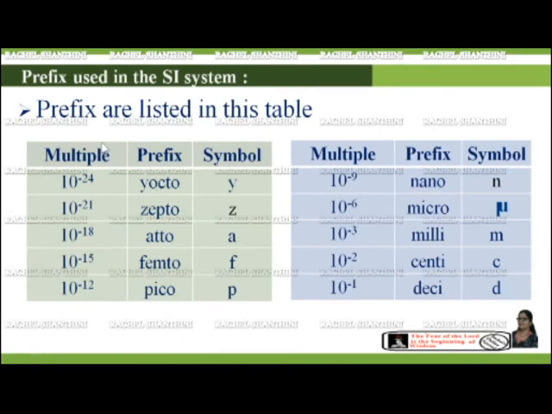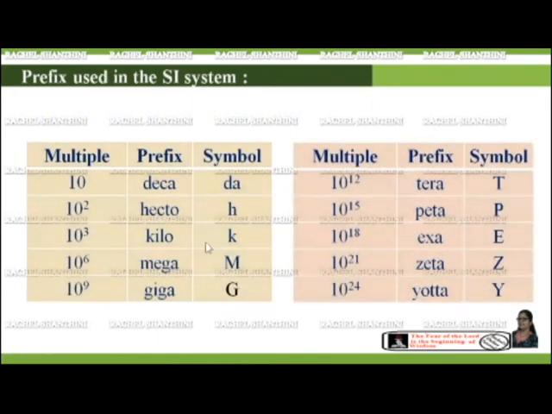Now, the SI system allows us to use prefixes to indicate the multiples or submultiples of a unit. Some of these prefixes are very familiar, like nano, micro, milli, centi. And some of the prefixes like kilo, mega, giga, hecto, deca are also very familiar to us. So the SI system allows us to use prefixes like this to indicate the multiples and submultiples of the units.